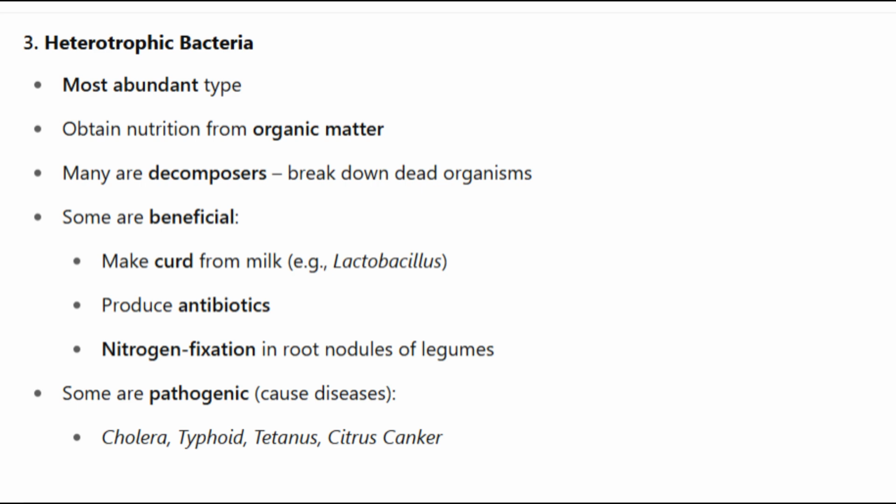Heterotrophic bacteria. This is the most abundant group. They get their nutrition by breaking down organic matter. Many act as vital decomposers, breaking down dead organisms. Some are incredibly beneficial to us, like Lactobacillus turning milk into curd, others producing life-saving antibiotics, or species that fix nitrogen in the roots of legumes like peas and beans. However, some heterotrophs are pathogenic, causing serious diseases such as cholera, typhoid, tetanus, and citrus canker in plants.